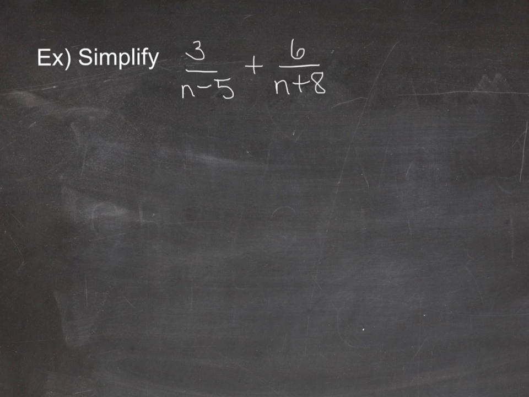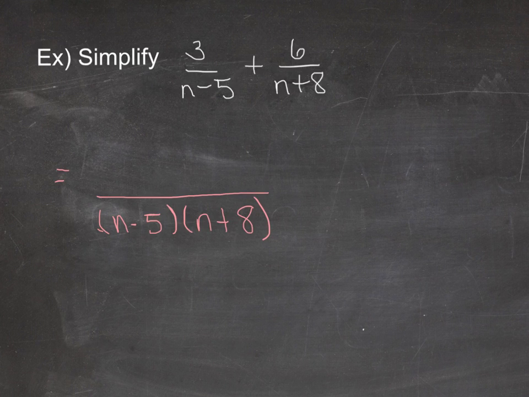What I do first when I'm simplifying rational expressions is come up with my common denominator. Usually the easiest way to find that is to just multiply your two denominators together. Here I have n minus 5 and n plus 8. So my common denominator would be n minus 5 times n plus 8. I'm just going to leave it in its factored form.